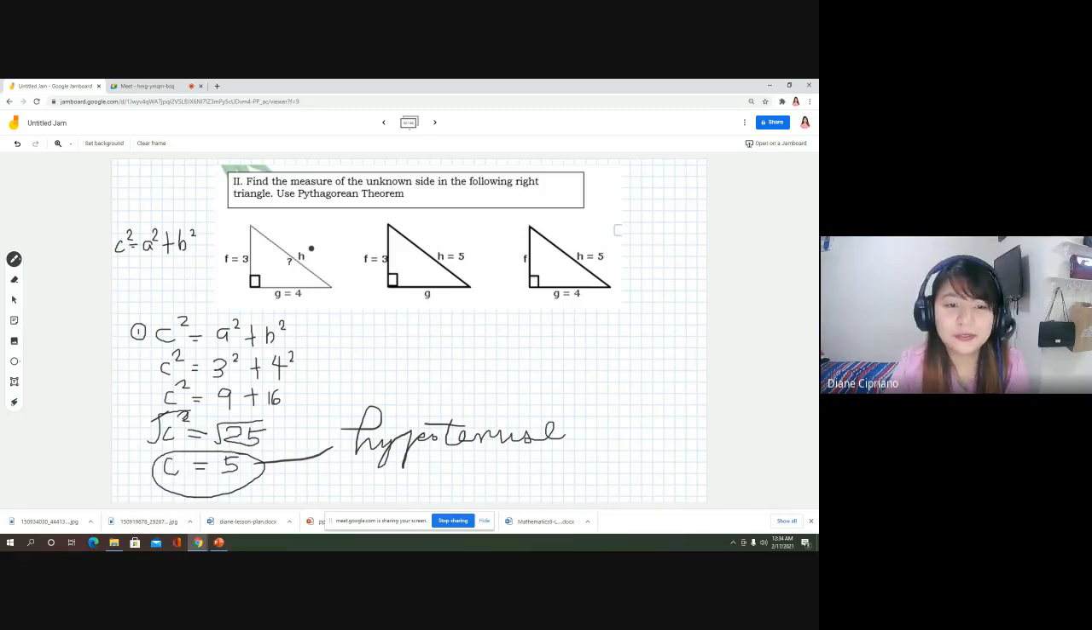Therefore, this is equal to 5. And what have you noticed? Yes, it is the same triangle. So therefore, our G here is 4 and our F here is 3. And if we are referring to this angle of the triangle, this would be our hypotenuse, our opposite, and our adjacent. So this is our hypotenuse, our adjacent, and our opposite.